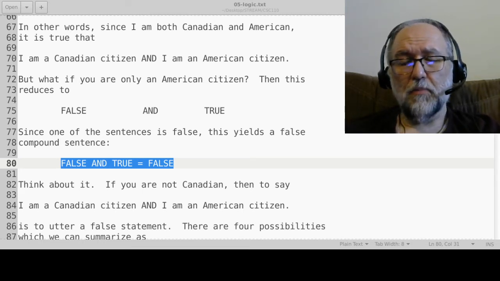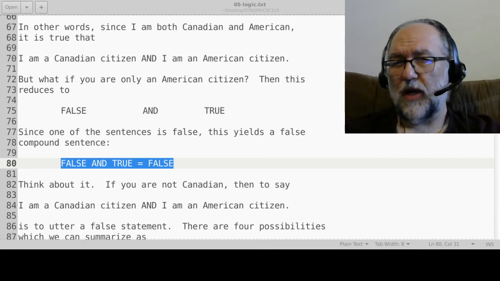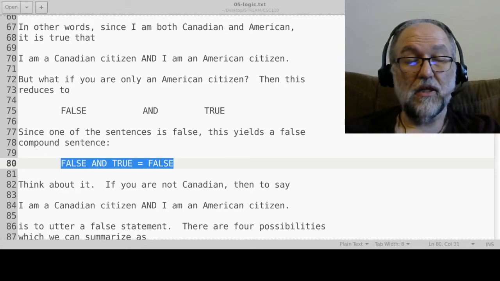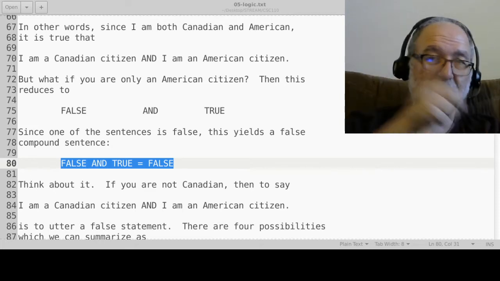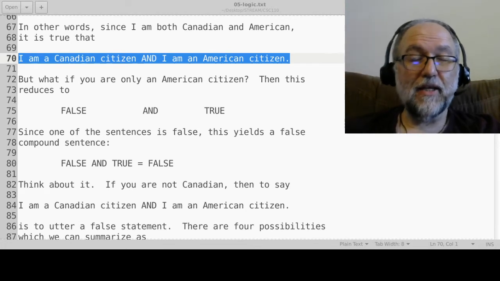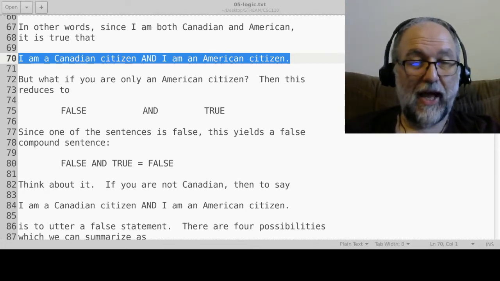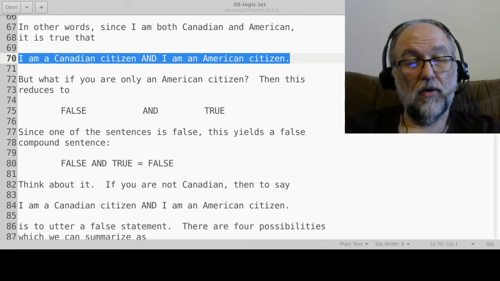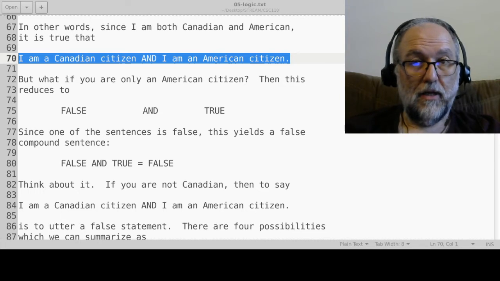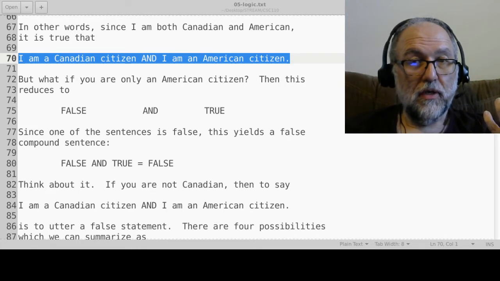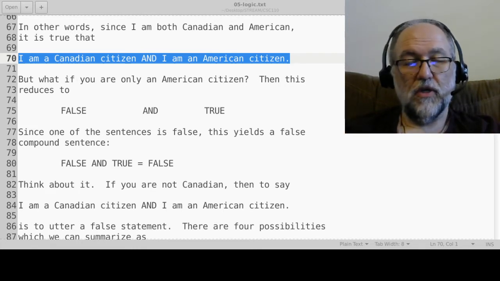Sometimes people get lost at this point because it's getting a little bit abstract, but just think about it. Just pretend that I'm only an American citizen, and I get to the border and I say I'm a Canadian citizen and I'm an American citizen. I just lied. It's true that I'm an American citizen, but if I'm not a Canadian citizen, I'd be lying. And then the resulting sentence is false as well, because the and says both of these are true. And so if one of them is false, you're asserting a falsehood.